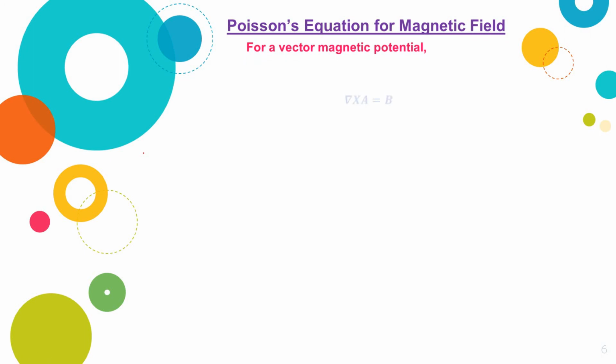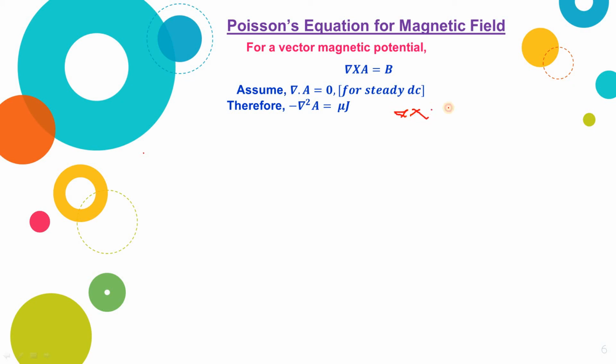For a vector magnetic potential, we have just seen that del cross A is equal to B. Assume that for steady DC, del dot A is equal to 0. The divergence of the vector is equal to 0. So therefore, you know the relationship. What is that relationship? We know one vector identity. What is that identity?